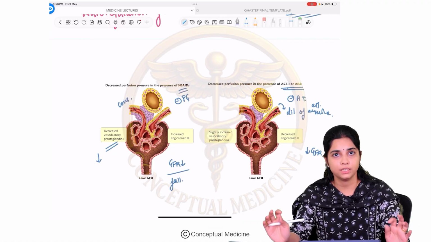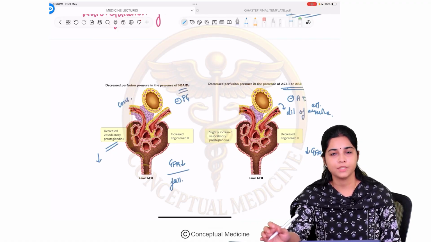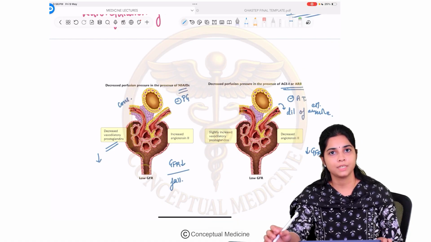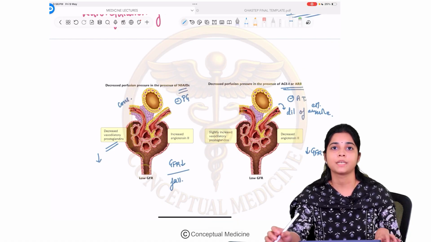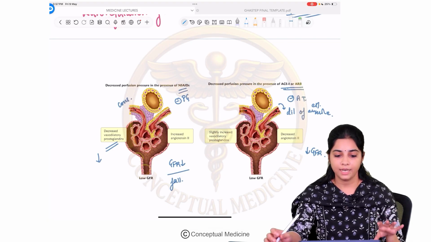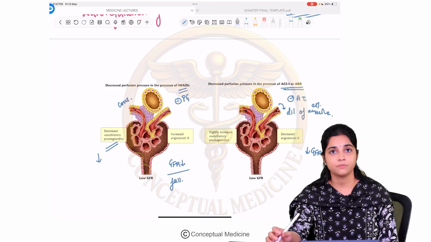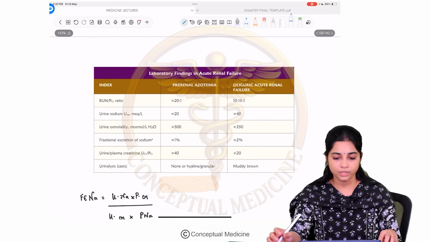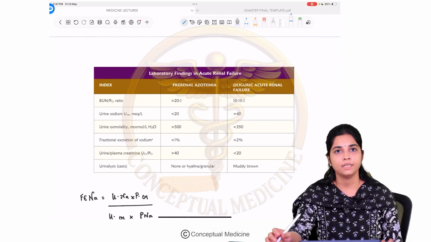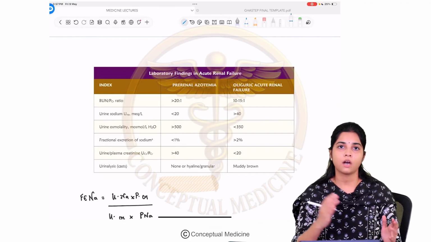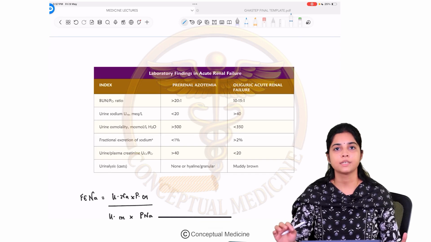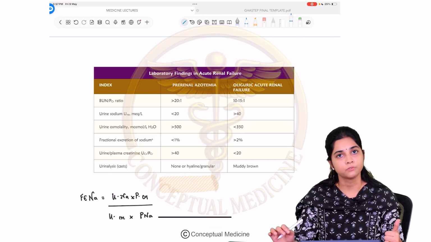So you have understood till here what is AKI. We have learnt about the KDIGO staging of AKI. We have learnt about what is prerenal AKI. We have learnt the mechanisms of autoregulation and how these drugs affect that. Now, let us understand prerenal AKI versus renal AKI. So, how is your prerenal AKI different from your intrinsic AKI? Or what are the tests that you want to do for these?